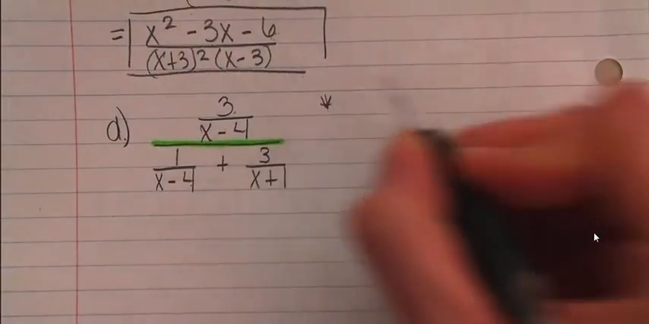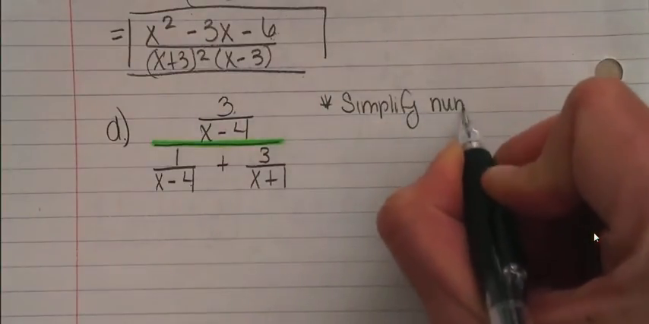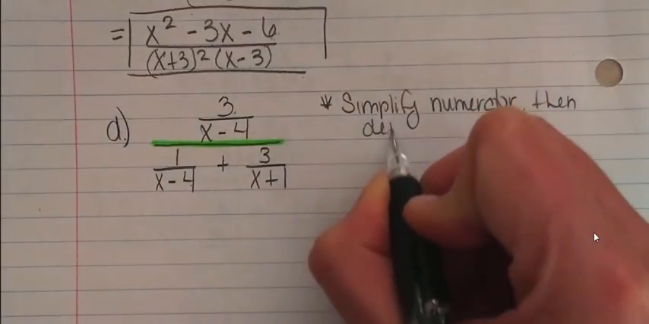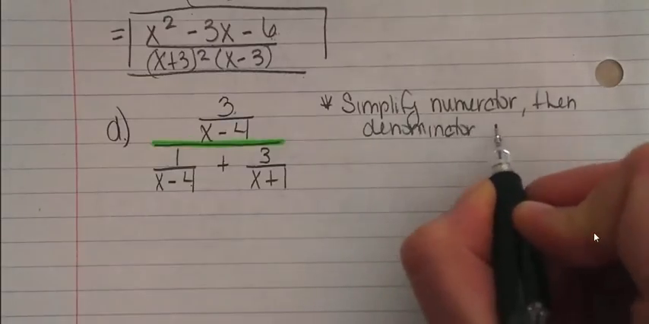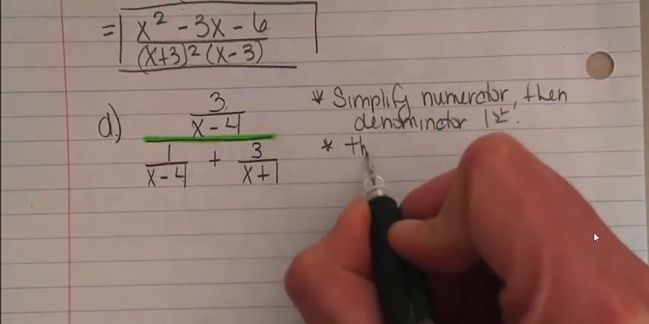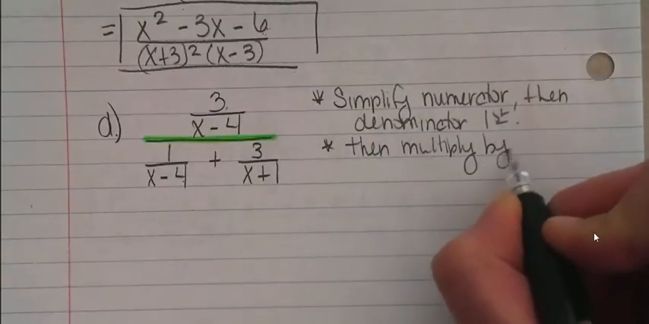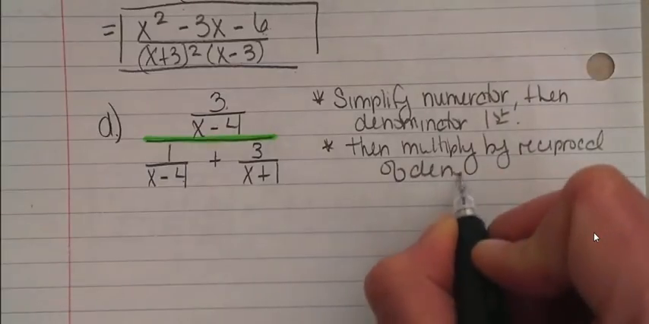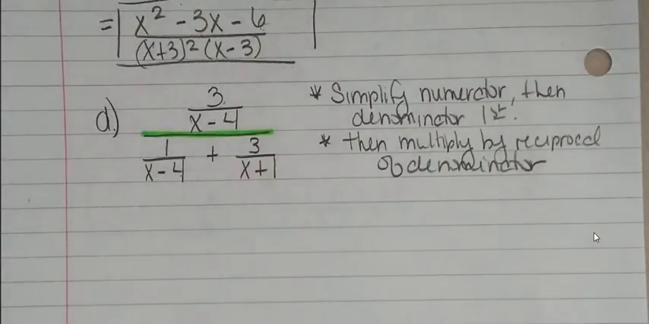Okay, so first thing: simplify the numerator, then the denominator first. Then we'll multiply by the reciprocal of the denominator. It's that simple. This is really not that challenging, okay?